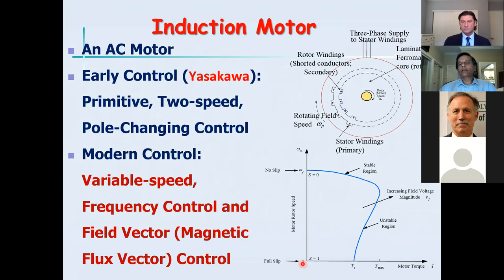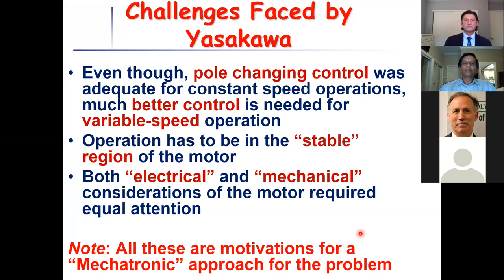So when you start at zero speed, you are kind of in the unstable region. You have to accelerate it to the stable region, and historically it will operate, say, somewhere here at a constant speed. But when you do variable speed, this can be a serious issue. Suddenly you can move into an unstable region. So you have to have good controls. So those are some of the issues that this company faced. Okay, so that's what I'm summarizing here.